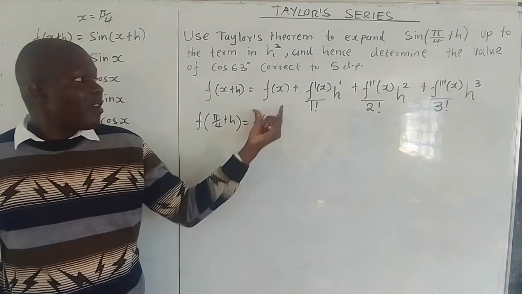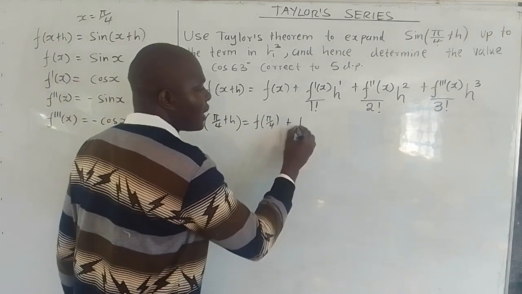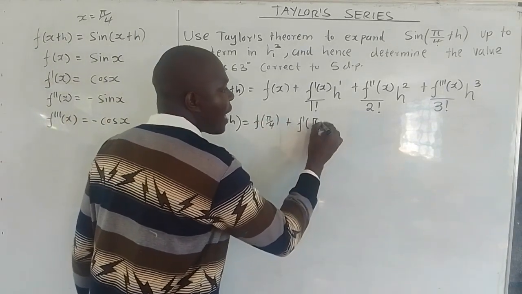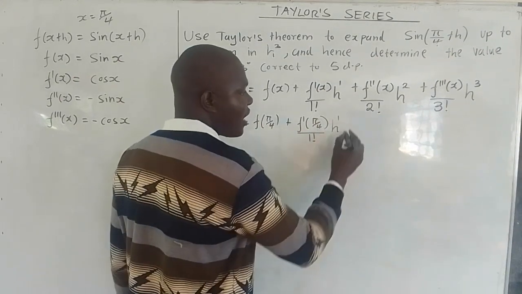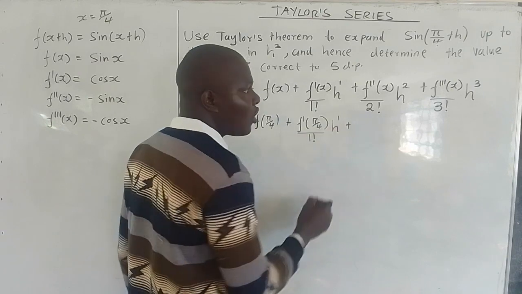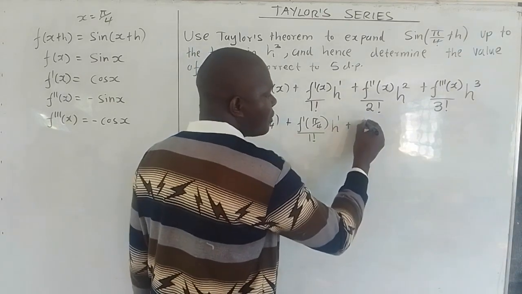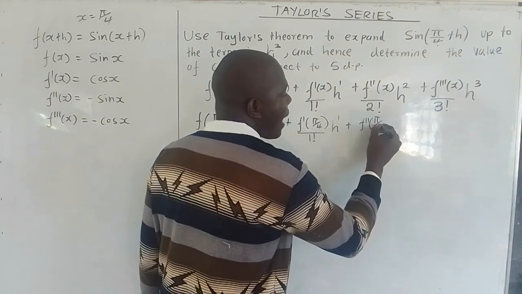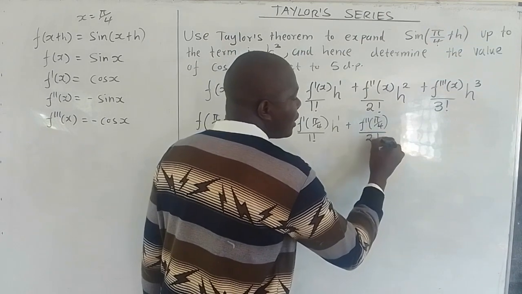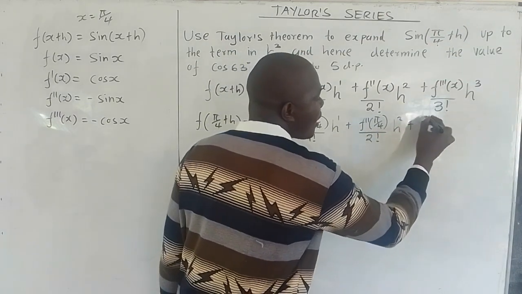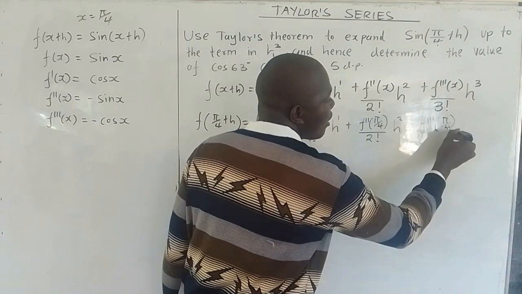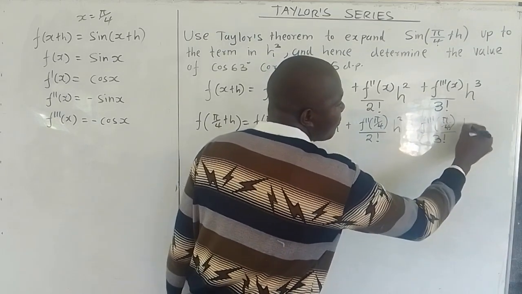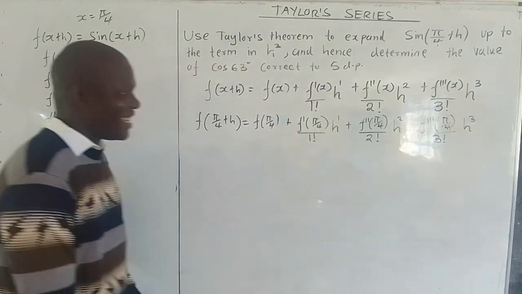To be equals to f of pi over 4 plus f prime of pi over 4 over 1 factorial, then h raised to power 1, then plus f double prime of pi over 4 over 2 factorial, h squared, then plus f triple prime of pi over 4 over 3 factorial, then h cubed, isn't it?